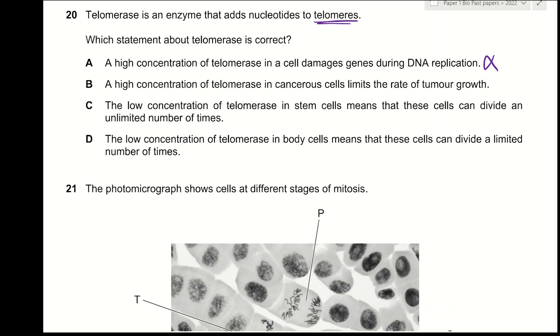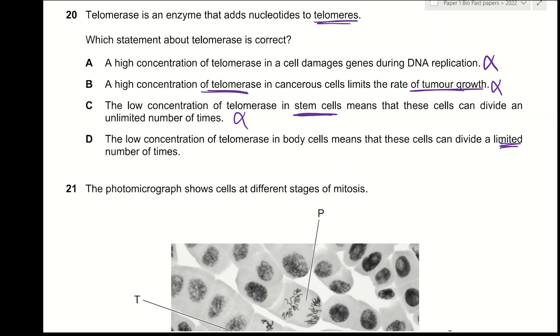For B, a high concentration of telomerase in cancerous cells limits the rate of tumor growth. Actually, this is incorrect. The high concentration of telomerase is the primary reason why the rate of tumor growth actually increases in the body. Therefore, this is incorrect. C, the low concentration of telomerase in stem cells means that these cells can divide an unlimited number of times. This is incorrect, because stem cells actually have a high concentration of telomerase, and stem cells can divide an unlimited number of times because they have a high concentration of telomerase. Therefore, this is incorrect.